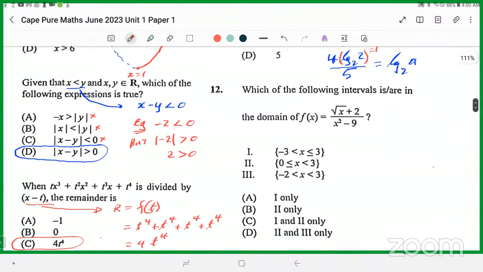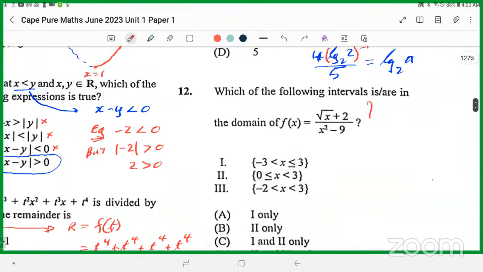This one says, which of the following intervals are in this domain, in the domain of this function? So you're basically looking for what values you cannot take. First thing is that the x under here can't be negative because you're doing the square root. So for the square root of x part, your x has to be greater than or equal to 0. Can't find the square root of a negative number.